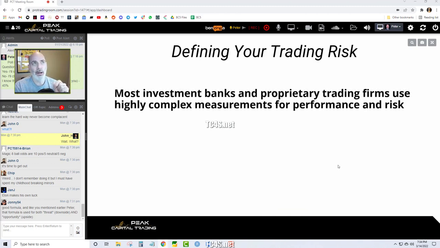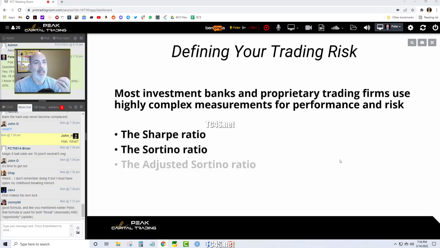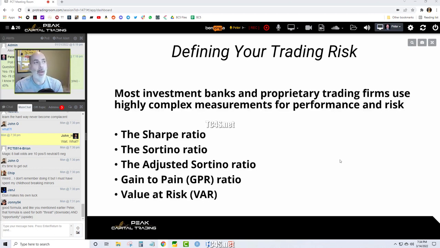To do that, by the way, most prop firms, so P Capital Trading is a proprietary trading firm, or a prop firm as they're often referred to, have formulas and ways they like to use to manage risk. These are 5 examples of terms that you may or may not have heard: the Sharpe ratio or the Sortino ratio, the VAR, value at risk, and the pain to gain or gain to pain ratio, the GPR. I'm not going to go into those. I just wanted to present you these terms at some point in this webinar. If you want them, go look them up.